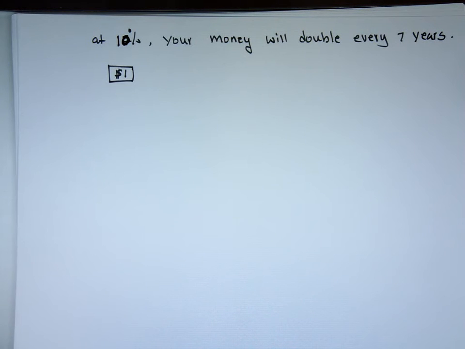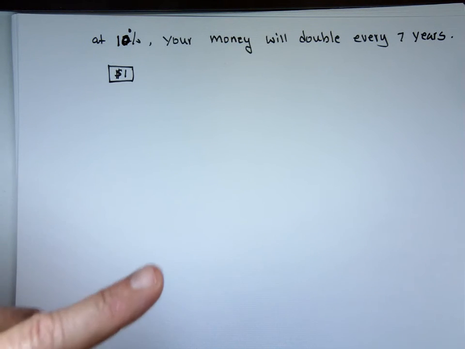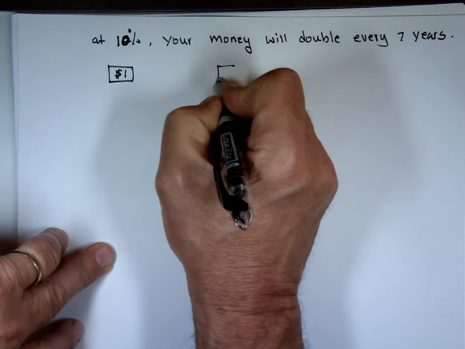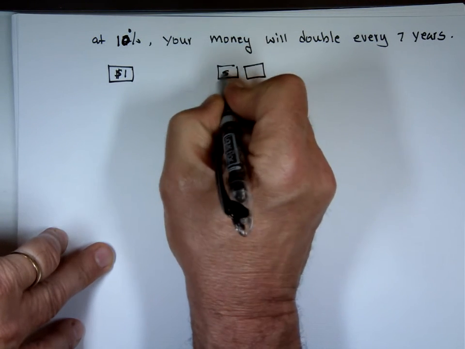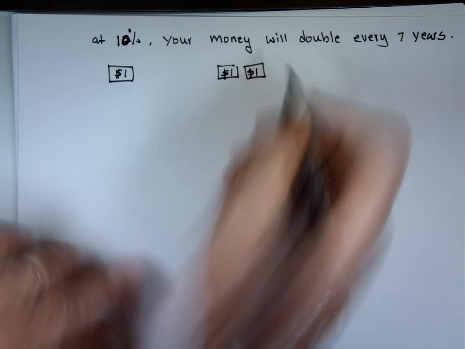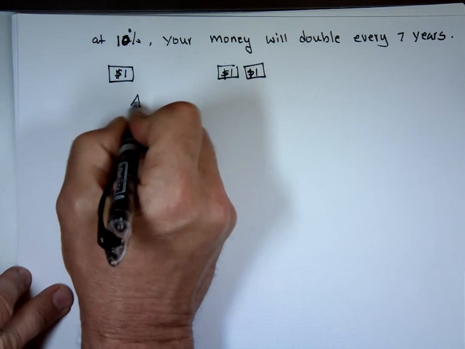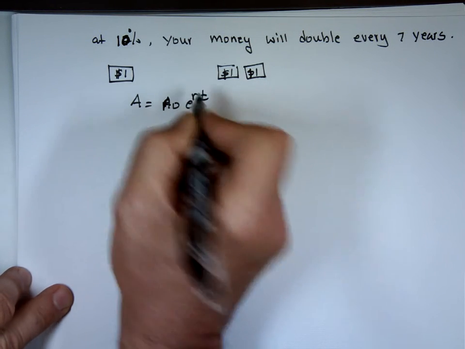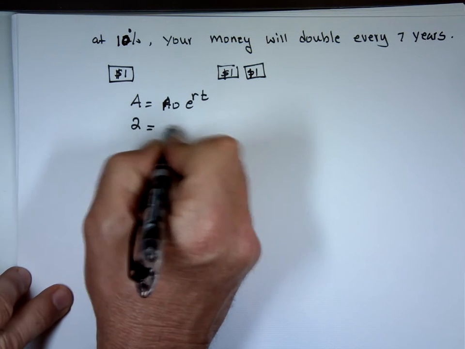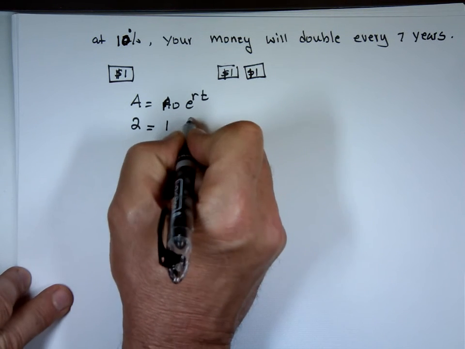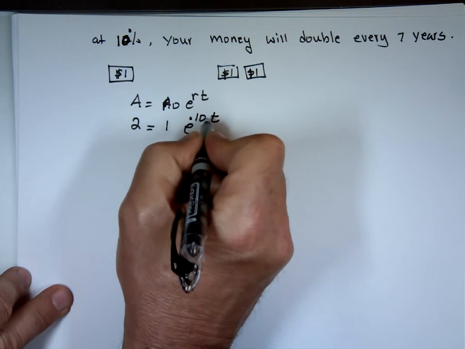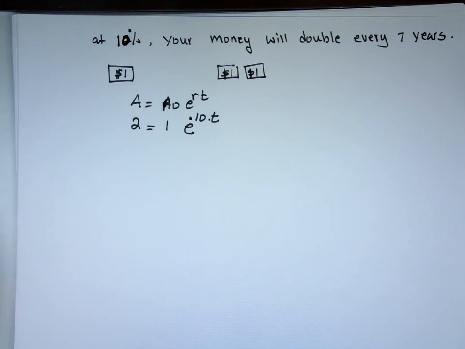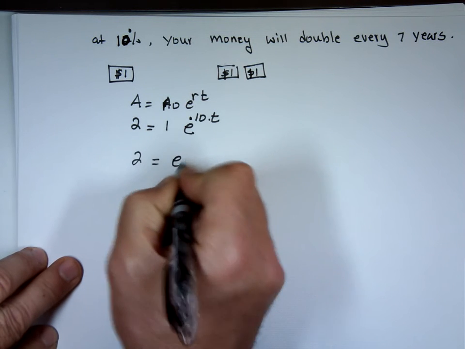So let's see how long it will take to double. Double means when I go take my money out, they're going to give me what? $2. Here we go. Nice and crispy. So the amount of money is the initial deposit times e to the rt. I'm going to have $2 if I deposit $1 at 10% interest times t. I need to solve for t. I want to see if it's really 7 years. So 2 equals e to the power of 0.10t.